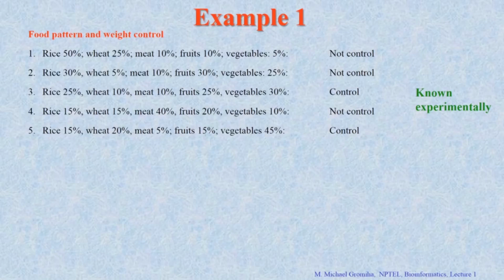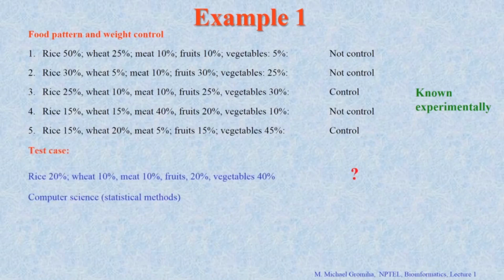Now, if you do this, we can see that this is not controlled. For example, take the food pattern and weight control and go over the second one: rice 30%, wheat 5%, meat 10%, fruits 30% and vegetable 25%. In this case also it is not controlled. And we go for the third one: rice 25%, wheat 10%, meat 10%, fruits 25% and vegetables 30%. Here it is controlled. Likewise, I give 5 examples.